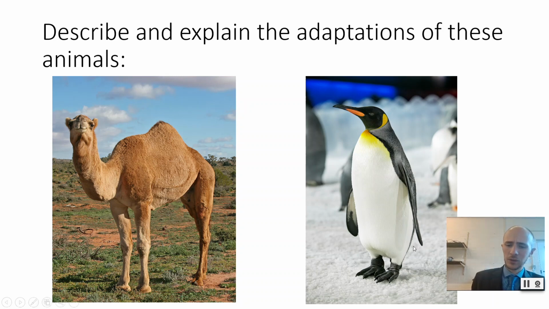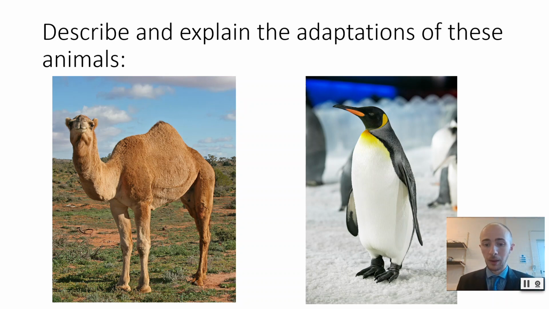The penguin a little bit more difficult. So we can talk about how penguins have lots of blubber, lots of fat to store that heat inside of them. We can talk about how they have waterproof feathers. So if you drop a normal bird into water and leave it there, it will sink very quickly because its feathers will get waterlogged. Not with penguins, obviously. They have waterproof feathers covered in oil.